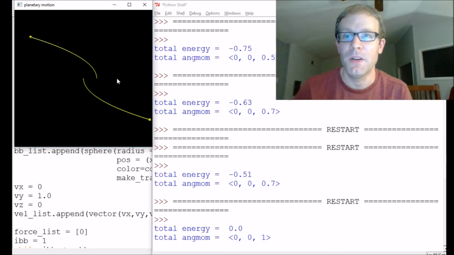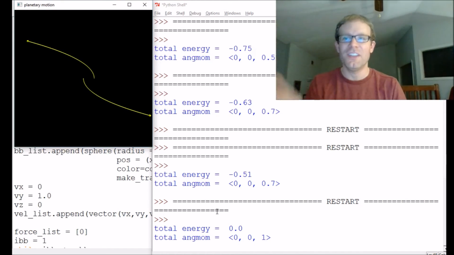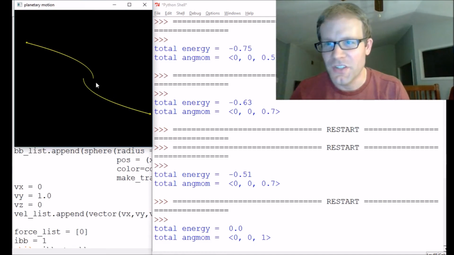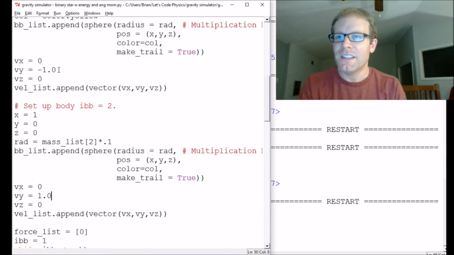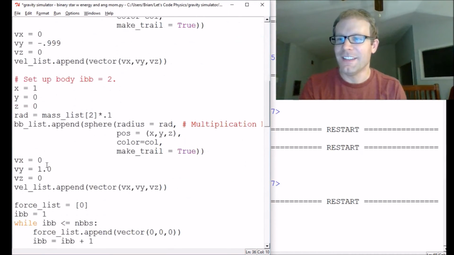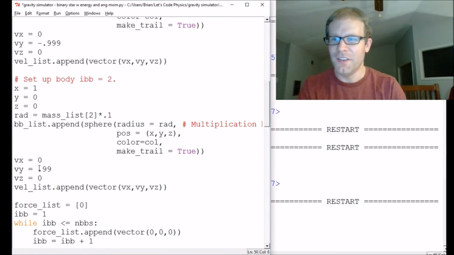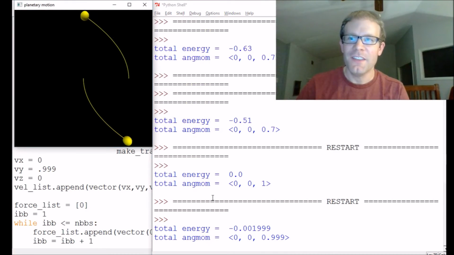We call this parabolic motion. It's got to be an exact total energy of 0, where the kinetic energy exactly cancels the potential energy, and you get these parabola-shaped orbits. So if I make this even just the tiniest bit smaller, right? 0.999 is smaller than 1, just by a little bit. Even if I make this a little bit smaller, my energy is negative.